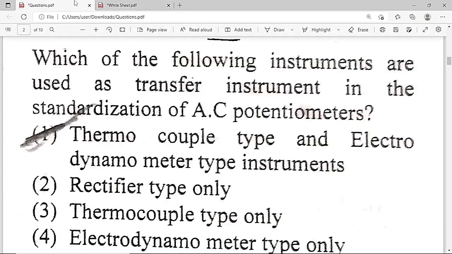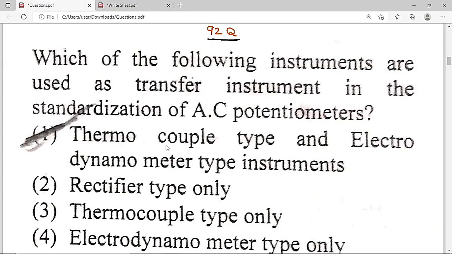Therefore the answer is, the thermocouple type instrument as well as the electrodynamometer type instruments are called the transfer instruments in the standardization of the AC potentiometers. So this is the correct solution of this question.